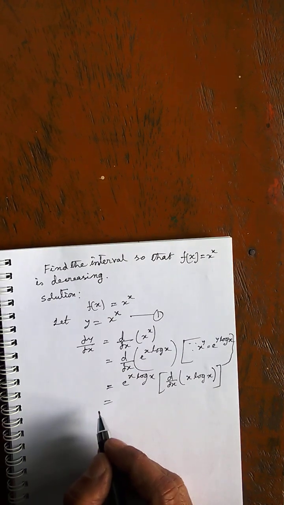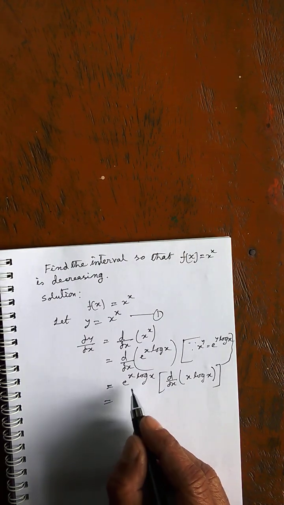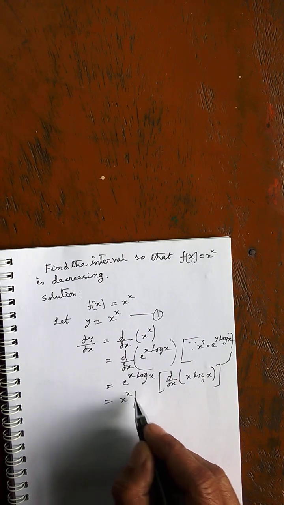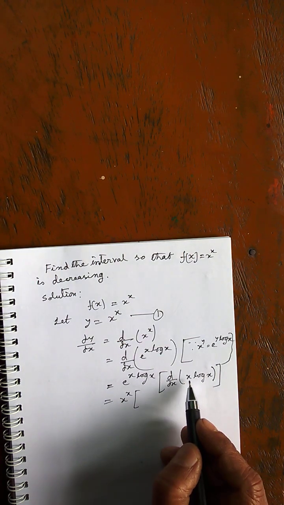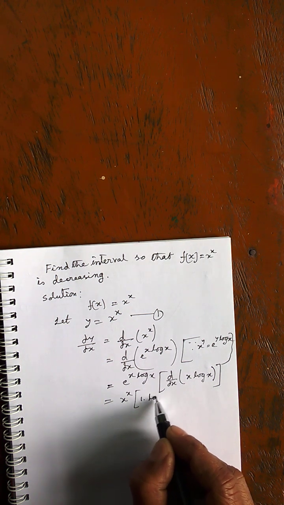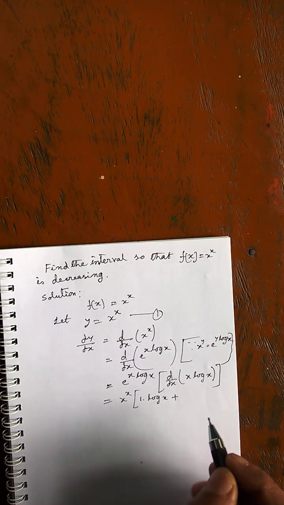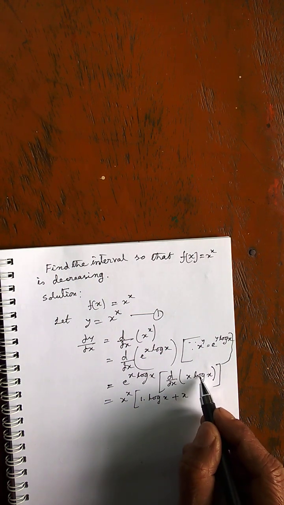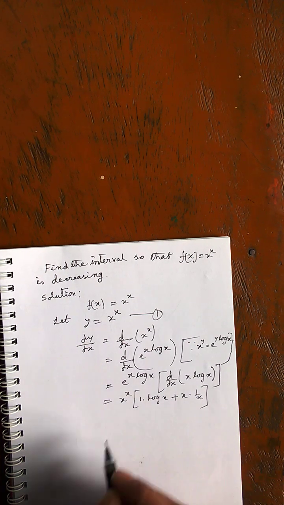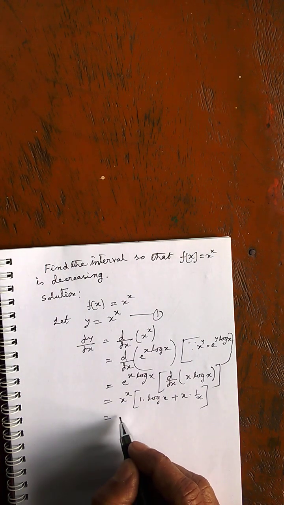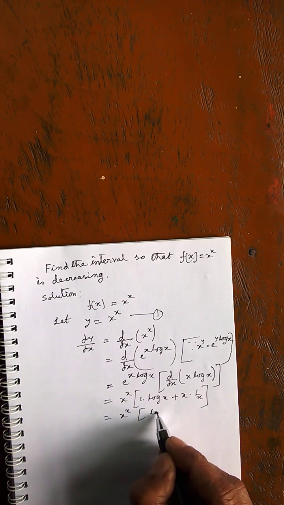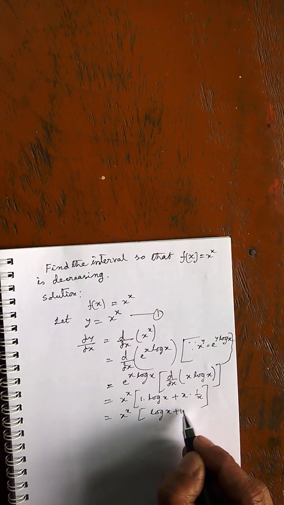That is equal to, we can write now, this is x^x, differentiation of x is 1, into log x, plus x as constant, differentiation of log x is 1 by x. That is equal to x^x (log x + 1).